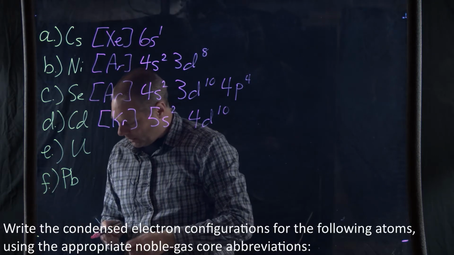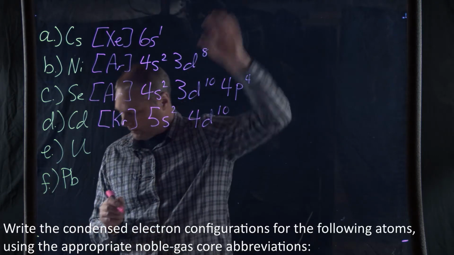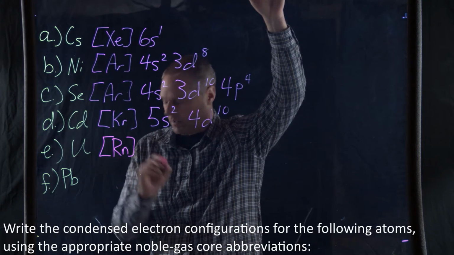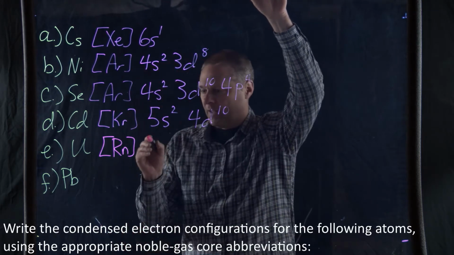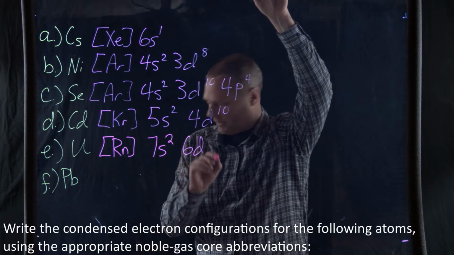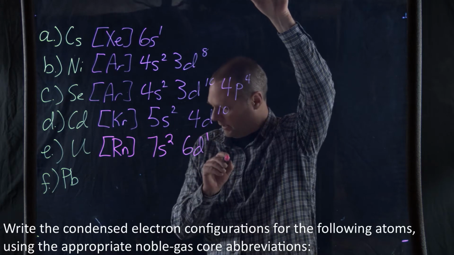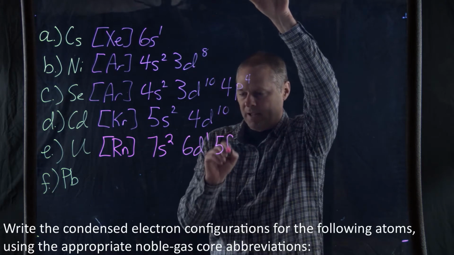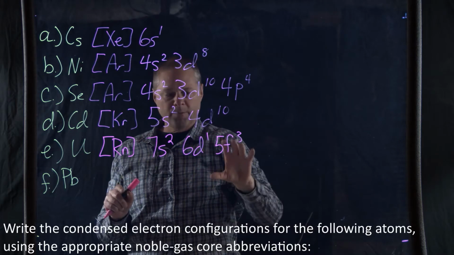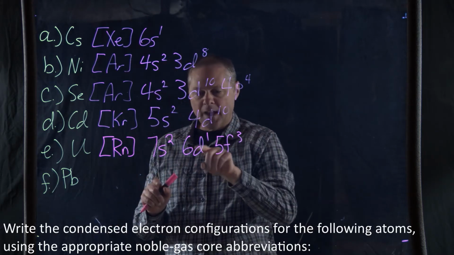Uranium. Uranium's a hard one. You start at radon, and you go 7s2, 6d1, 5f3. You've got to see where the f group slips in just after 6d1.